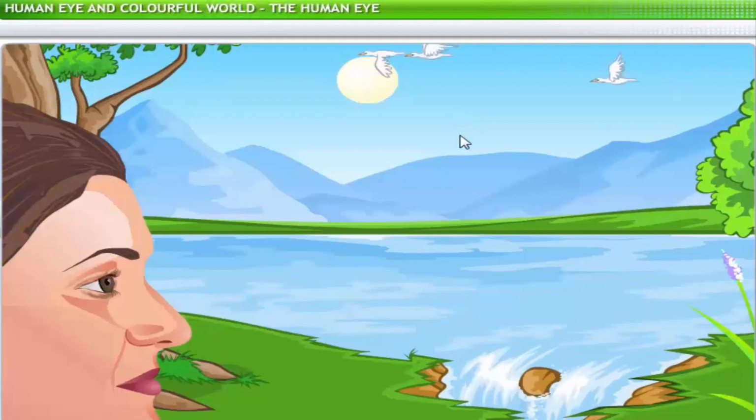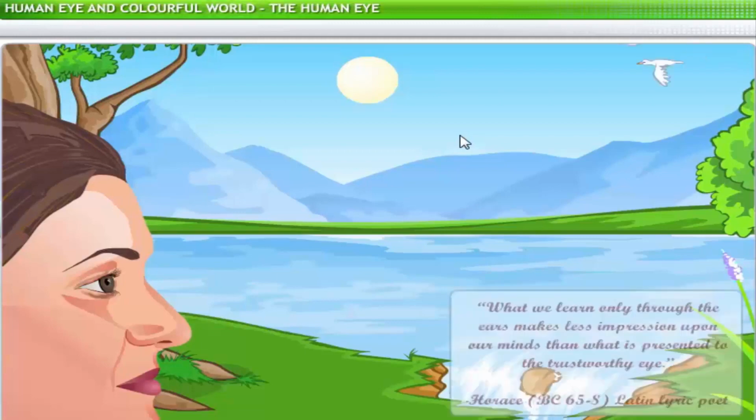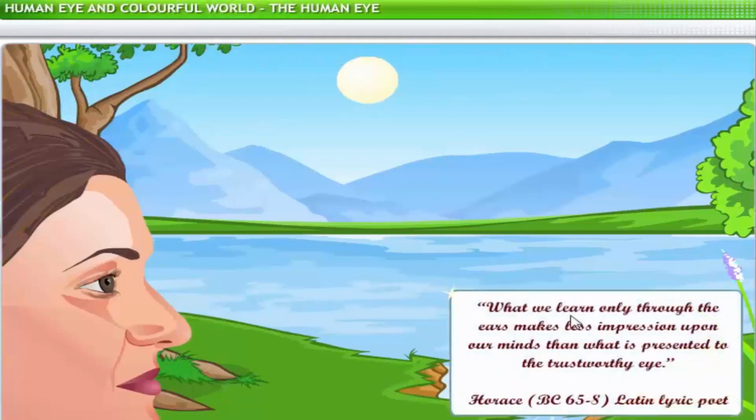gives us access to a world of colors and brightness. According to a Latin lyric poet, Horace, what we learn only through the years makes less impression upon our minds than what is presented to the trustworthy eye. That is probably why the eye is also called the jewel of the body.